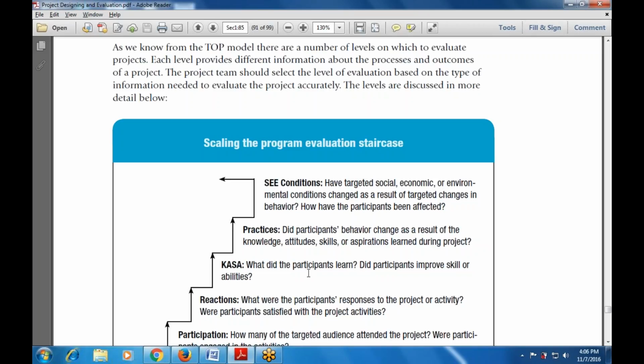So what were the participants? Whatever the behavior that is used with the content, with the various behavior that is available with this one. So what are the various possible reactions to the project or the activity, and were the participants satisfied with the project activities or not?